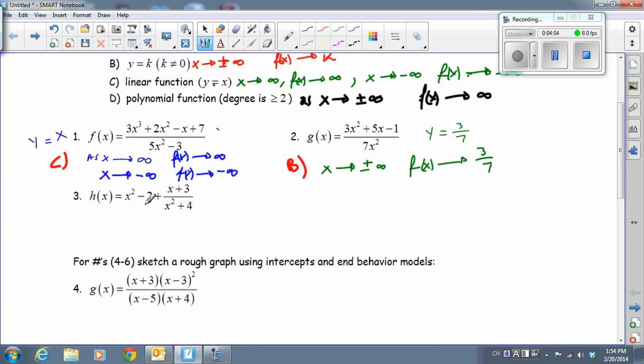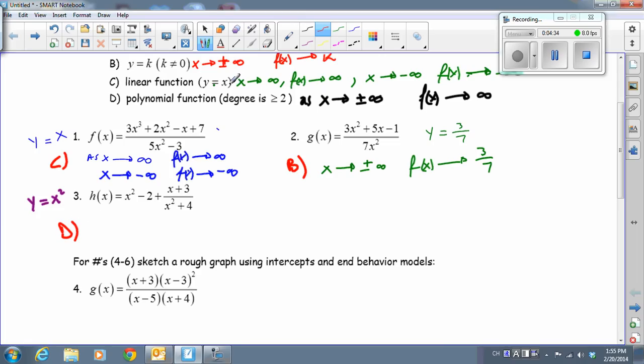The last one, I have x squared minus 2 plus x plus 3 over x squared plus 4. Obviously, this seems like it was divided already. So my slant asymptote on this one will be y equals x squared. Let me make it purple. It can be plus or minus something, but y equals x squared is the parent function of my slant asymptote. So it's following D instead.